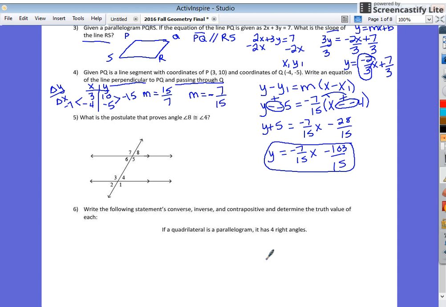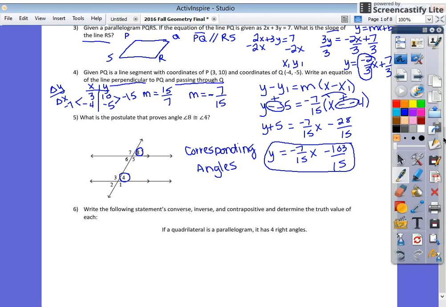Okay, on number 5, it says, what is the postulate that proves angle 8 is congruent to angle 4? So we want to look specifically at angle 8 and angle 4. These angles are corresponding angles. That is the angle pair or the angle type that we're looking at. Remember, corresponding angles are angles that are in the same location within their angle group. 8 and 4 are both in the top right, so they are corresponding angles.